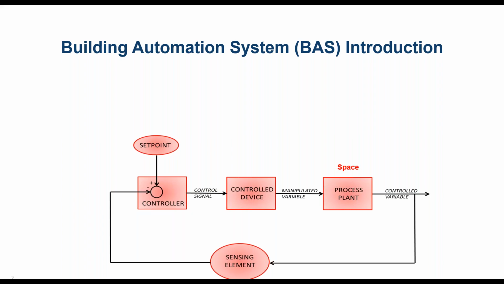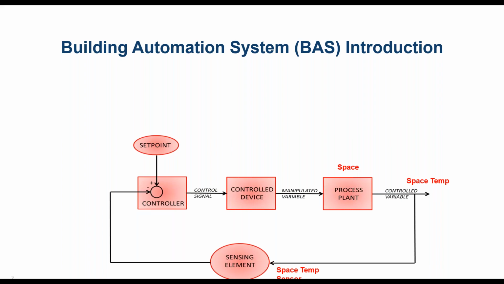So essentially, the space is the process plant. And what we're trying to control in that space, the controlled variable, would be the space temperature. Now, if we want to control the space temperature to a desired value, it's probably best that we measure it with a space temperature sensor. So we can measure that information and then send that information to a controller.